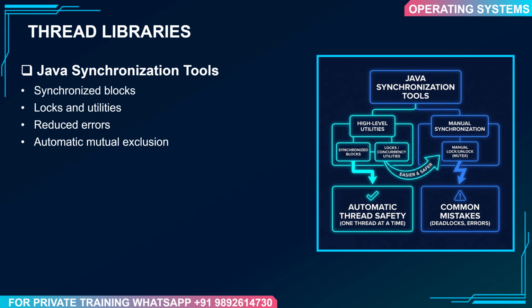Java also provides high-level synchronization tools. You can use synchronized blocks, locks, and other concurrency utilities. These tools reduce the chances of common mistakes. For example, a synchronized block automatically ensures that only one thread can execute that block at a time. This is easier and safer than manually locking and unlocking a mutex, especially for intermediate developers.